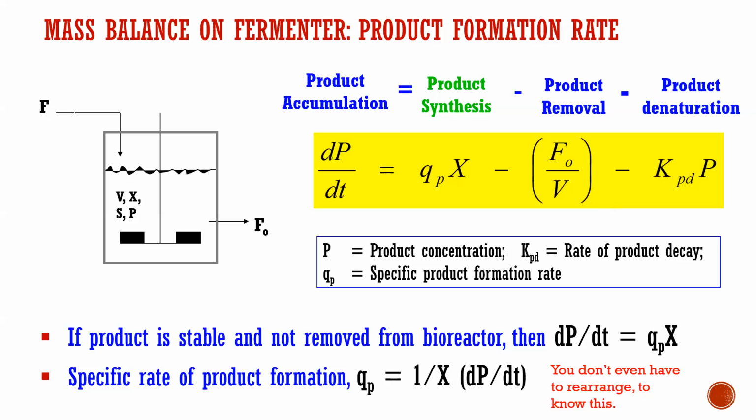The answer is the one for product removal is not correct, right? Because you don't have an element of product here at all. So it should be F outflowing multiplied with P outflowing here, divided by volume. All right, so please take note of that. All right, and this is the explanation of the variables. You have product concentration, rate of product decay for this, and specific product formation rate for QP, right?